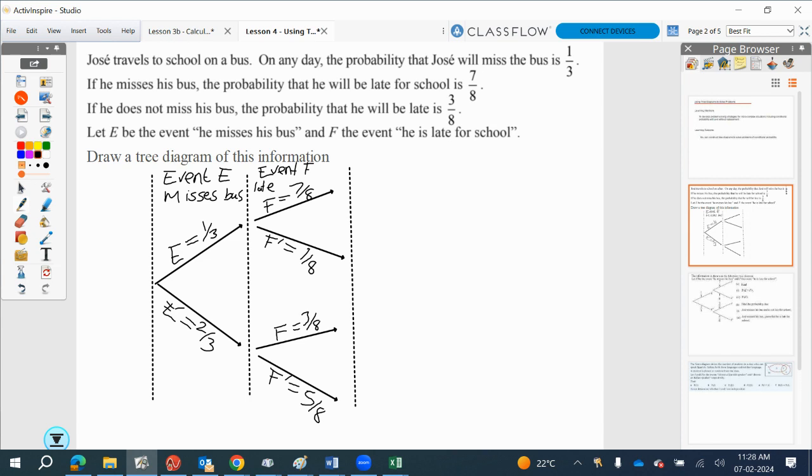I'll give you a minute or two to copy it down. So what is that? What's over 8? 7/8? 7/8, 1/8, 3/8, 5/8.